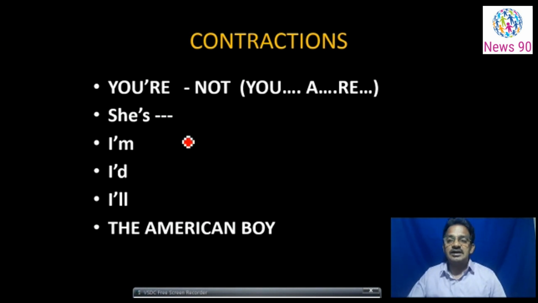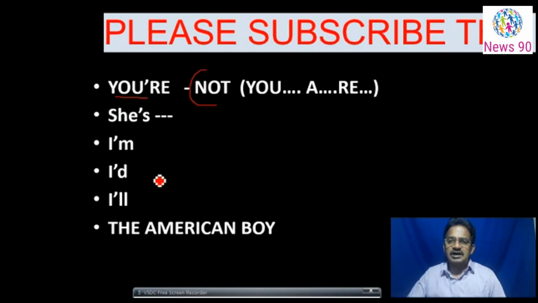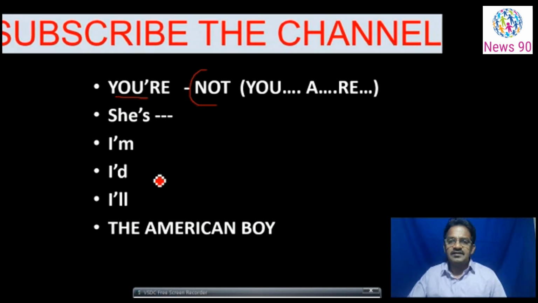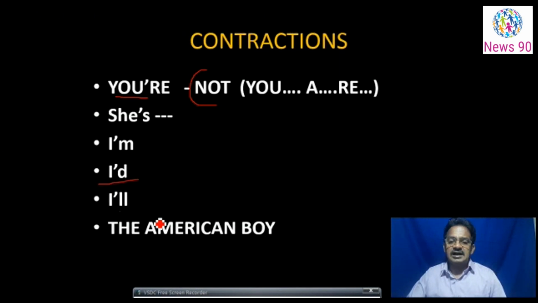You aren't, not you are not. It is not, we can't say you are, we can say you're. We're. She's, not she is. I'm, not I am. These are all the contracted forms. You have to merge the weak form. I'd, not I would, or I had. Instead of I had, I would, you have to say I'd, I'll.